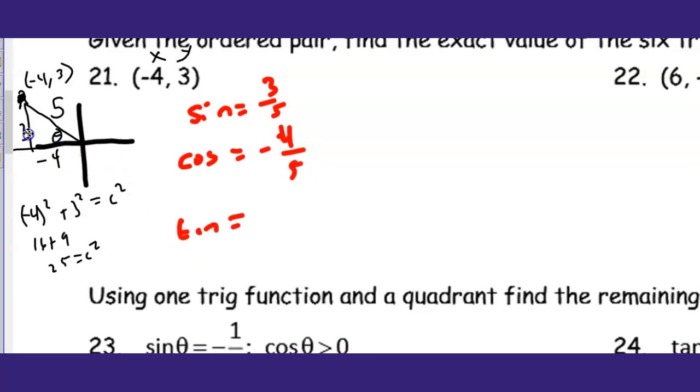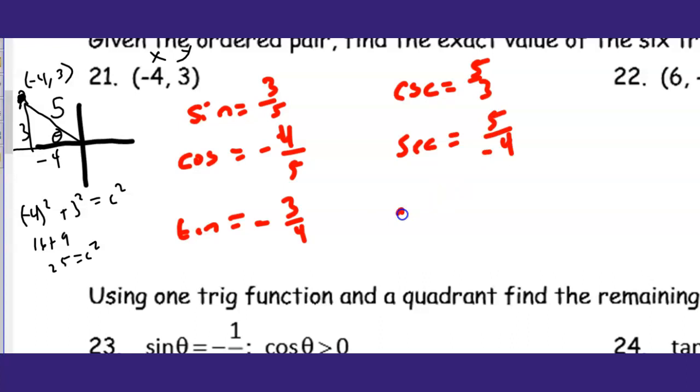Tangent, opposite over adjacent. Right, -3 over 4 because the 4 is negative. All right, cosecant. Just flip this, inverse or hypotenuse over opposite. Secant is the inverse of cosine. So you have hypotenuse over adjacent. And cotangent is the inverse of tangent. So -4/3 or adjacent over opposite.